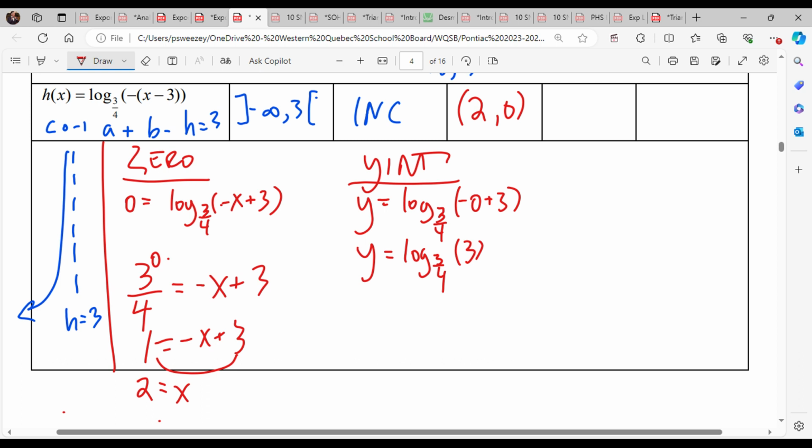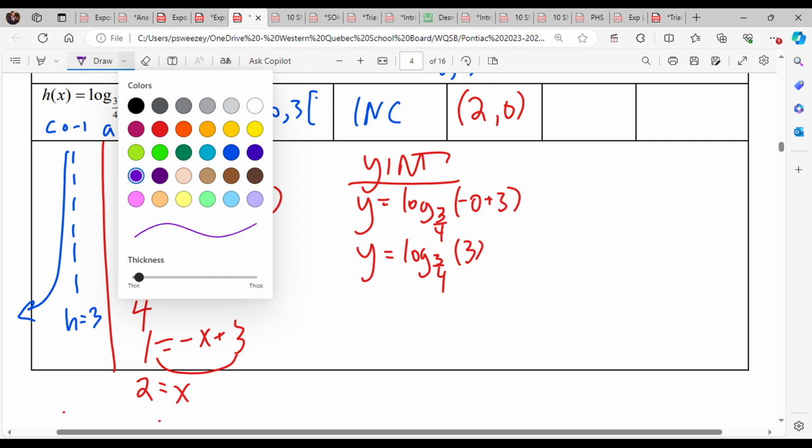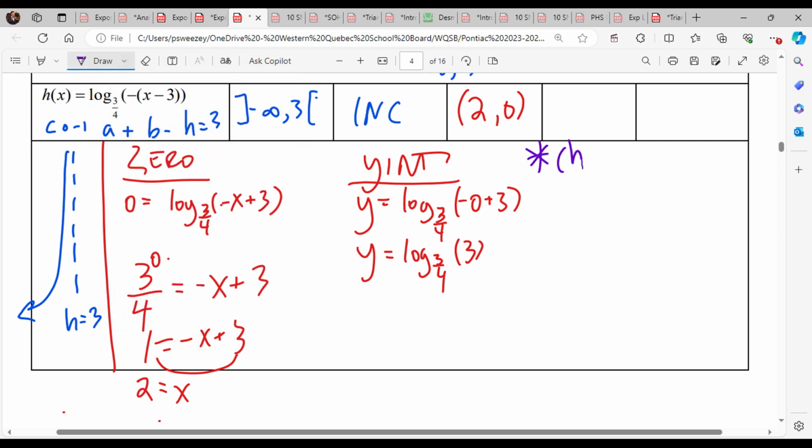So these are the ones where if you try it enough and you're stuck, this is when all of a sudden we go to our change of base rule. So I'll put that here as a star and say, let's look to change of base.